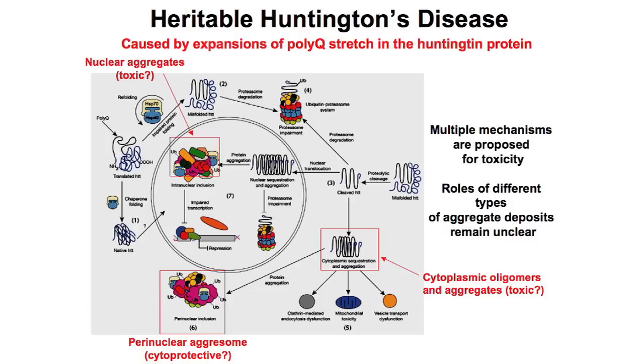It's caused by mutation, by expansion of polyglutamine stretches in the protein called Huntingtin. And again, you have accumulation of aggregates in different areas of the cells, and you don't really know for sure which of those aggregated species is toxic and which is protective. There is a lot of work been done on this. So this disease is a genetic disease.